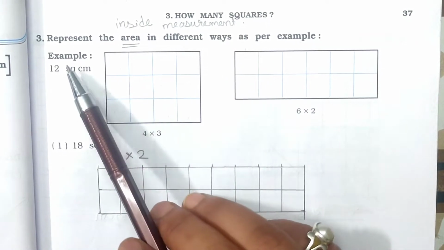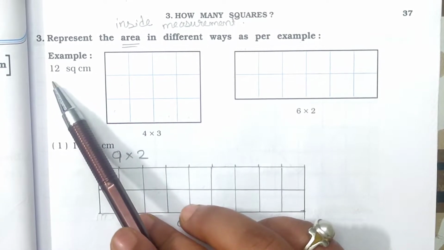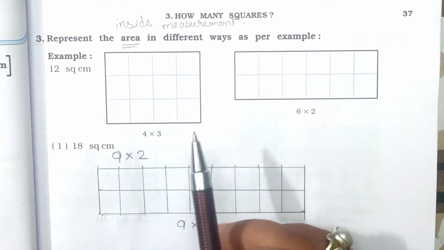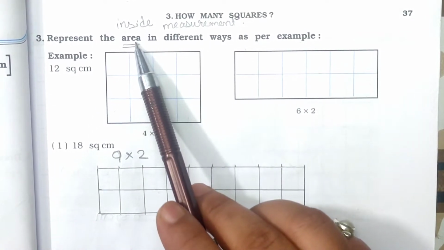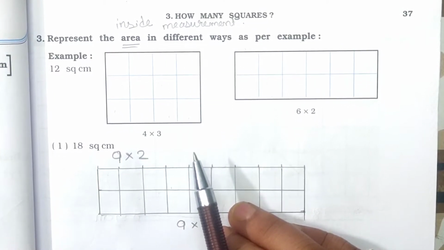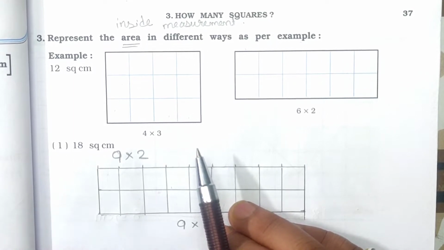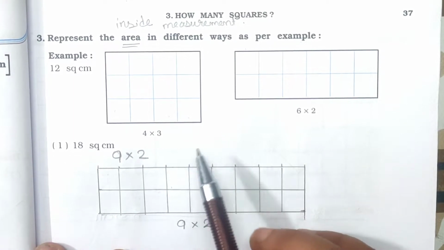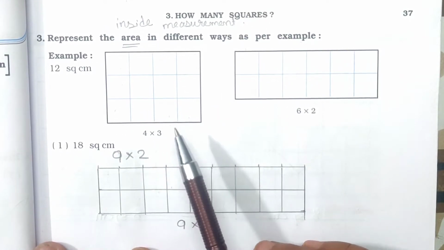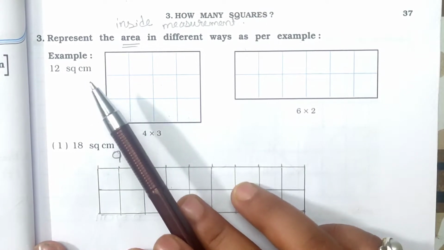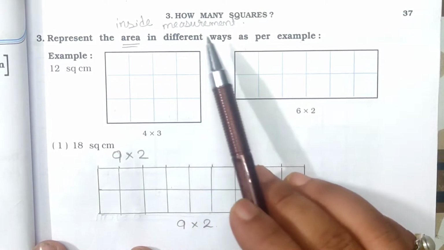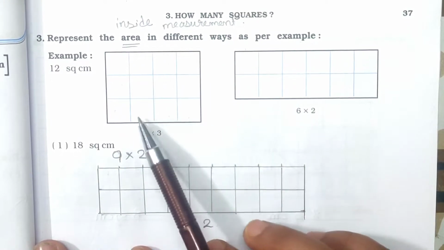Now see. Example is given, 12 square centimeter. See, 12 square centimeter means how you have to count in an area inside. Okay, so here it's given. In the another example, you have to draw the box. Measurement is given, but you have to draw the box. Here the boxes are already given. See, 4 3s are 12. 12 square centimeter, how you have to count? See, area means inside, means the inside boxes you have to count.